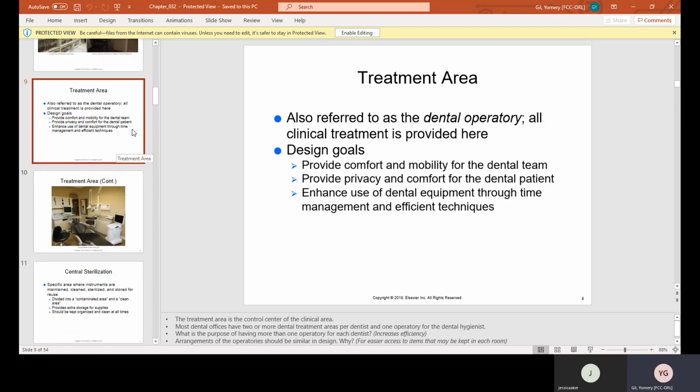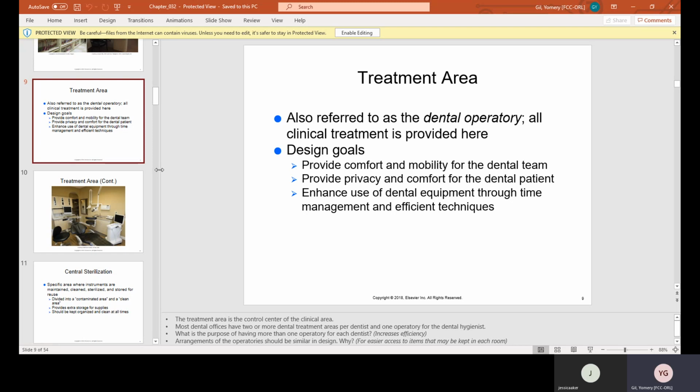So the treatment area is also referred to as the dental operatory. All clinical treatment is provided here. So the design goals provide comfort and mobility for the dental team, provide privacy and comfort for the dental patients, and enhance use of dental equipment through time management and efficient techniques.